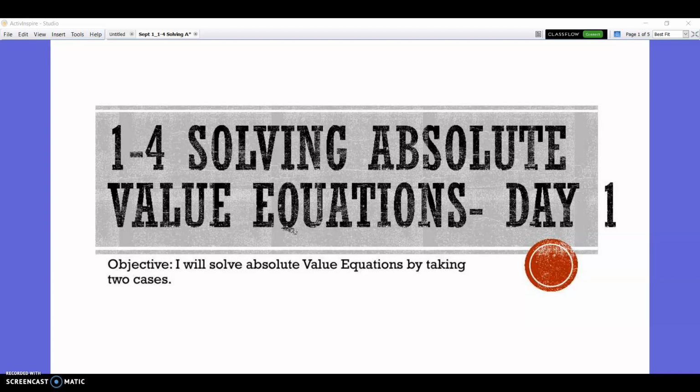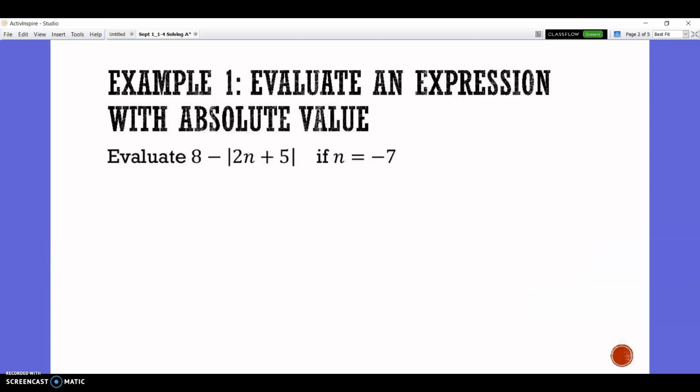This is divided into 2 different days for 1-4. So your objective for this part will be I will be able to solve absolute value equations by taking 2 cases. So let's take a look at the first example here. So example 1 is just evaluating an expression.